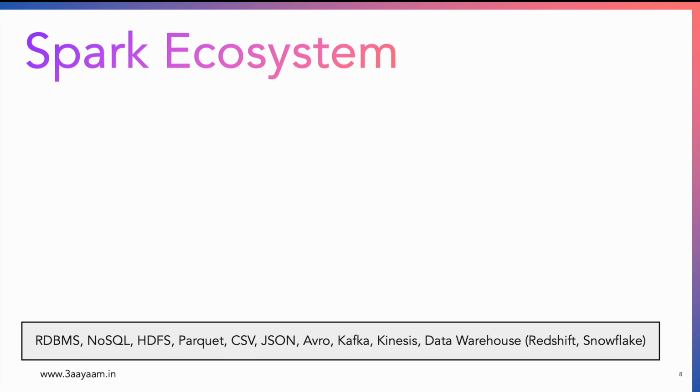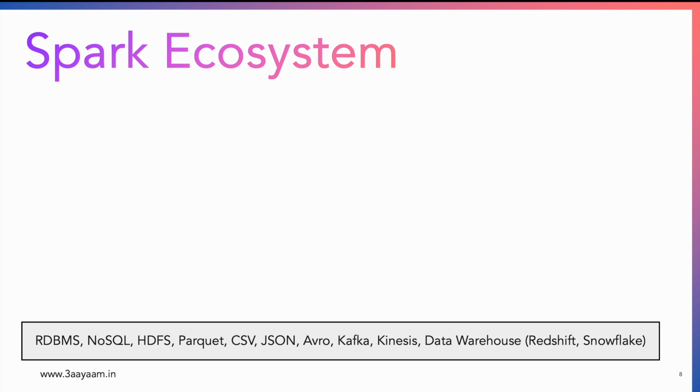And in Spark itself, there are multiple layers. So let's start from the storage layer. Now, when I talk about storage layer, I'm talking about both batch and stream processing. So here you see I have relational databases, NoSQL databases. I have file systems, distributed file systems like HDFS. I have files like Parquet, CSV, JSON, Avro, etc. Then I have streaming ingestion technologies like Kafka, Kinesis. And it can also be data warehousing technologies like Redshift, Snowflake, BigQuery, etc. This is the storage layer.